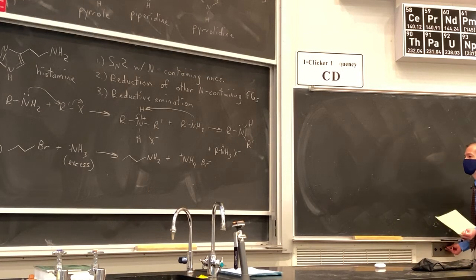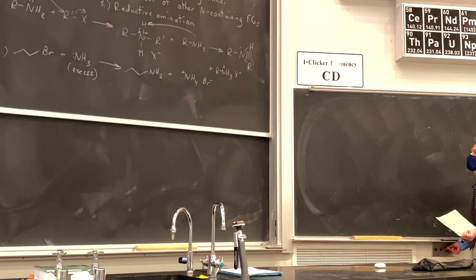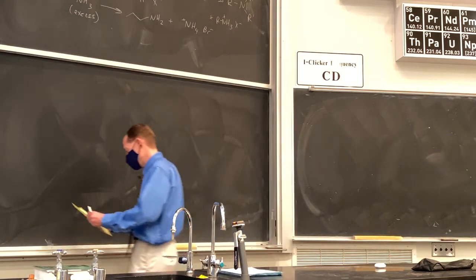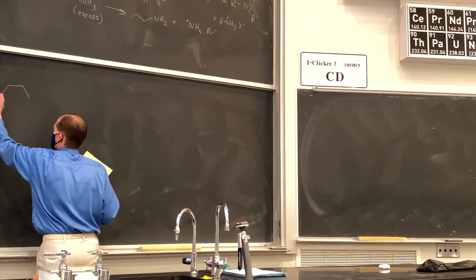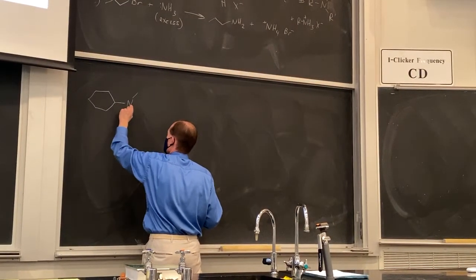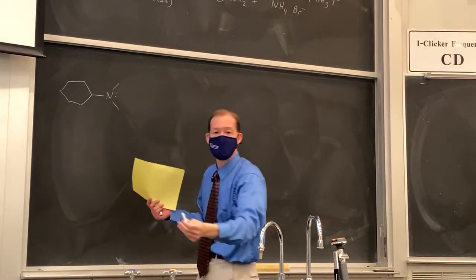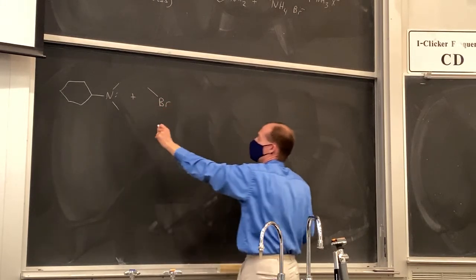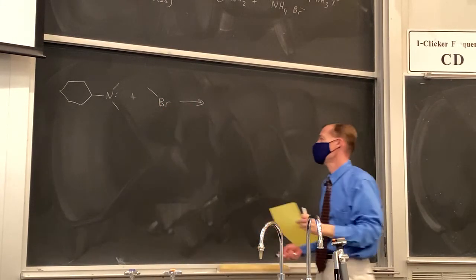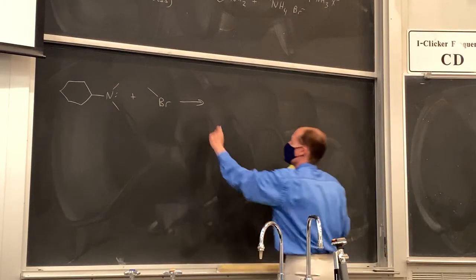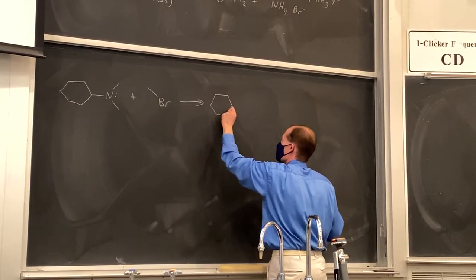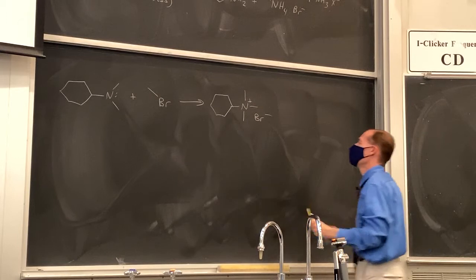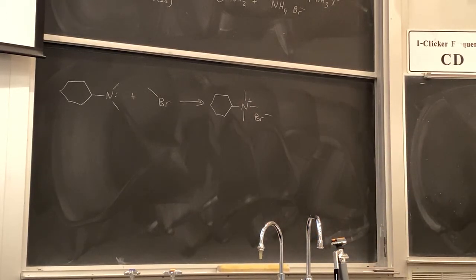All right, and then another case where this is useful is when we are trying to make quaternary ammonium salts. Let's say we have a tertiary amine. So here we've got N,N-dimethyl cyclohexylamine. And we're going to react that with bromomethane. We're going to perform our SN2 reaction. We're going to end up with an ammonium salt that is not a nucleophile. There's no more lone pair on the nitrogen. That cannot react as a nucleophile.